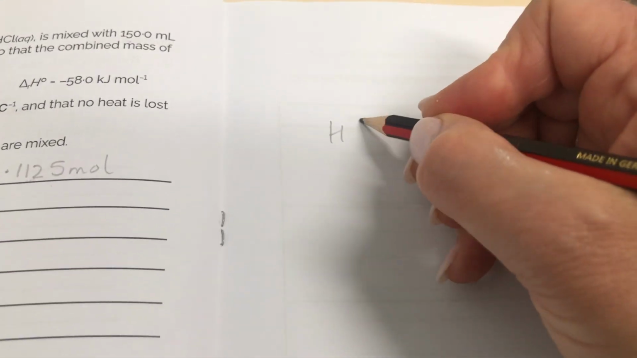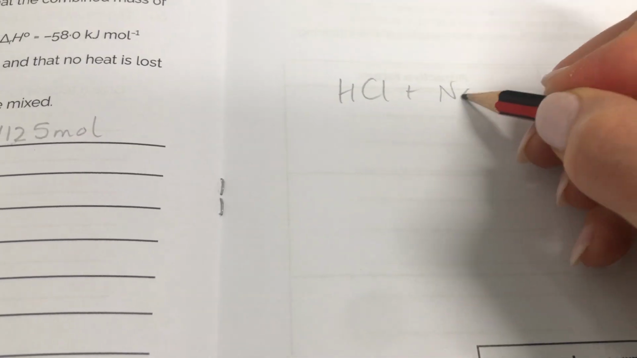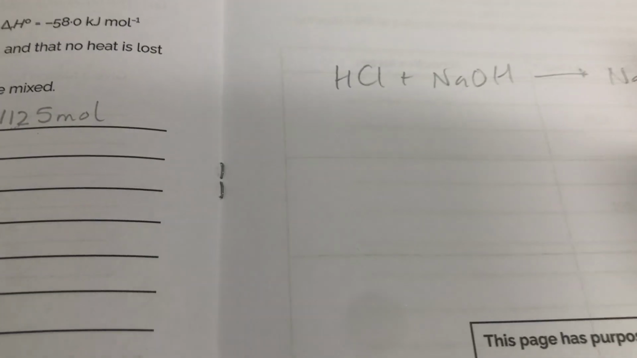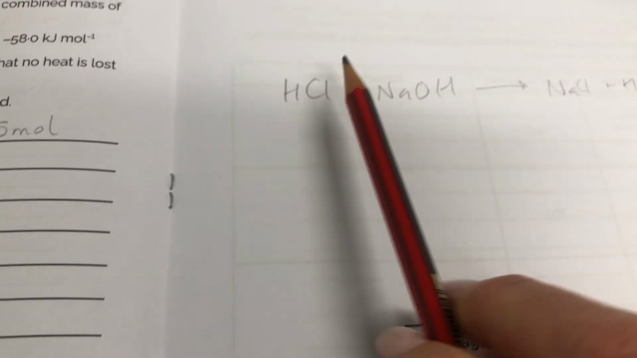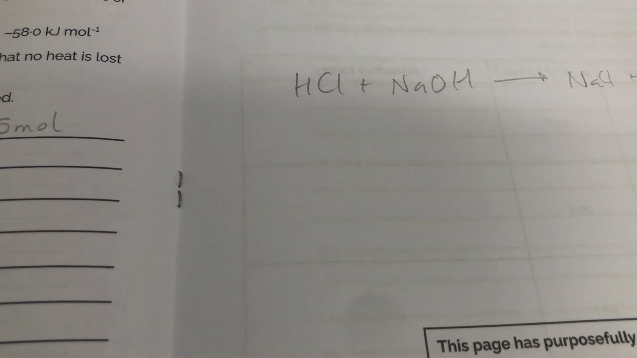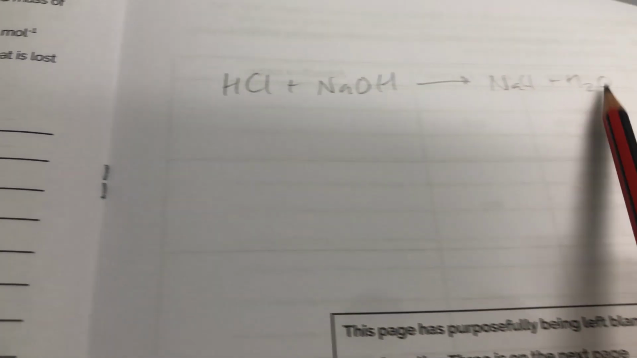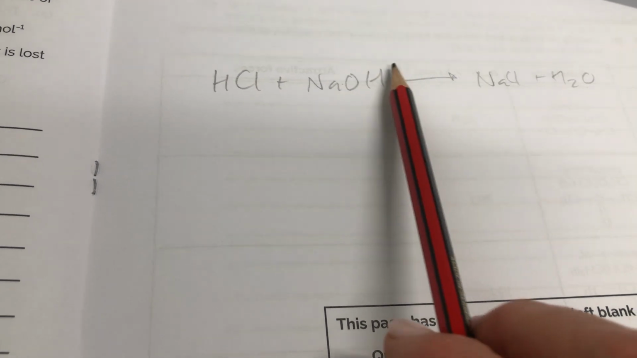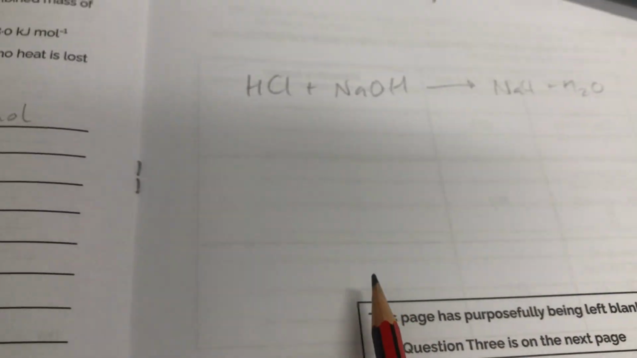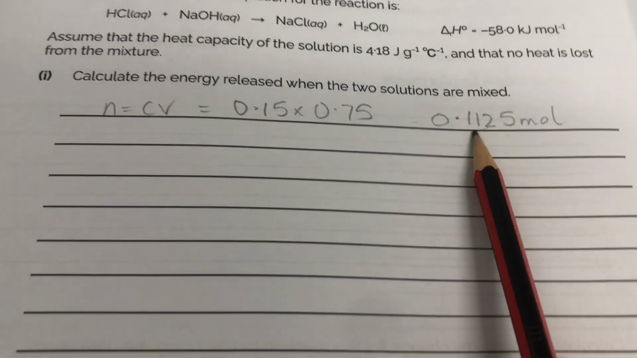So just remember, we've got HCl plus NaOH going to NaCl plus H2O. I have 1 mole of that reacting with 1 mole of that to give me 1 mole of that and 1 mole of that. I don't have 1 mole plus 1 mole making 2 moles. So I still have 1 mole reacting and 1 mole reacting. So that needed to stay as it was.